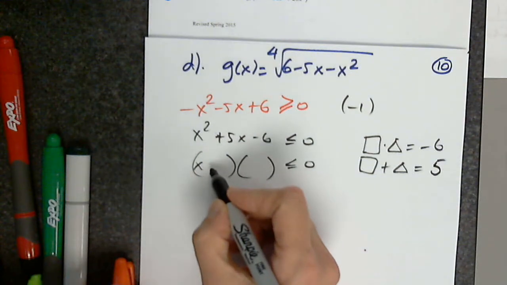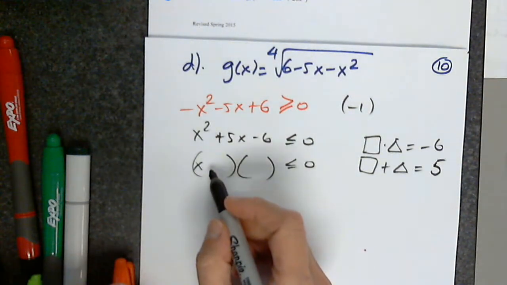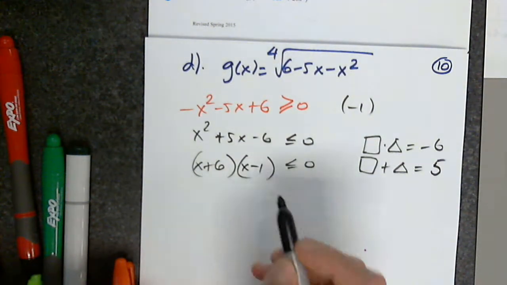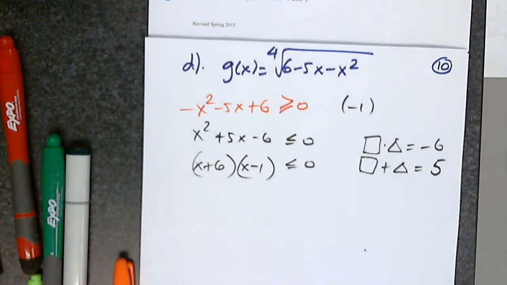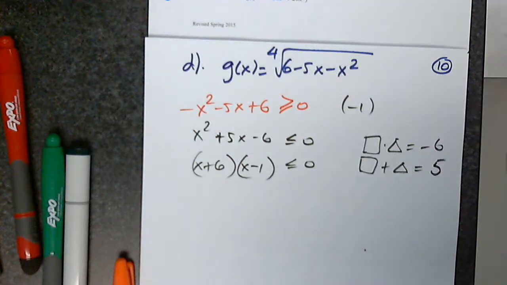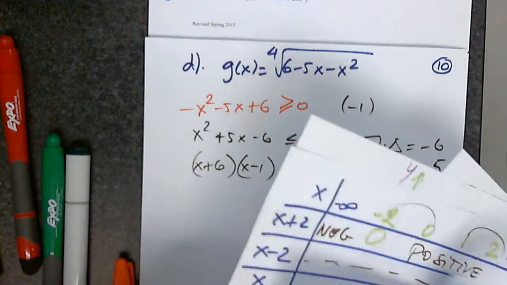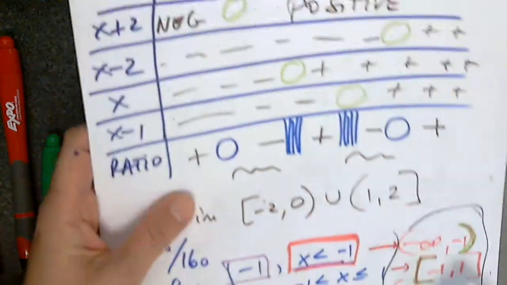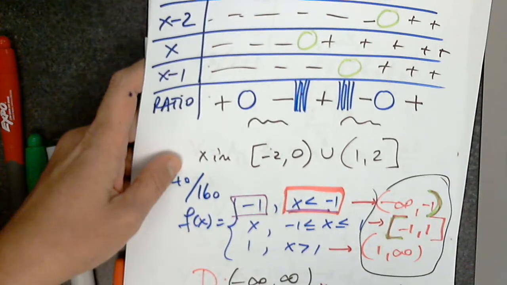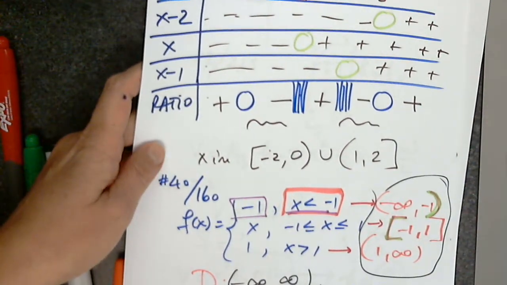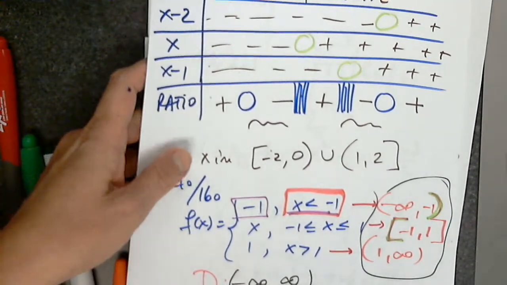So x plus 6, x minus 1. Good. What do I do now? Set them both equal to 0 and solve. Finally, put it into that table. It's the same, right? It's a product now. It's even easier than the ratio.